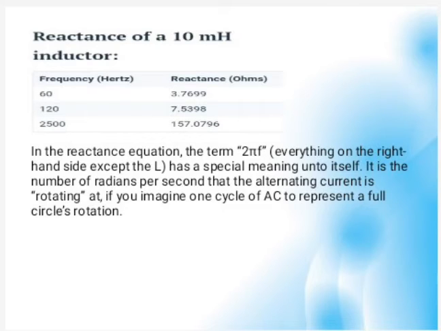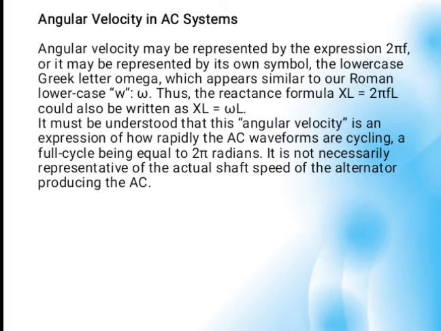In the reactance equation, the term 2 pi F, everything on the right hand side except the L, has a special meaning unto itself. It is the number of radians per second that the alternating current is rotating at, if you imagine one cycle of AC to represent a full circle's rotation. So if this constant 2 pi is multiplied by frequency in hertz, cycles per second, the result will be figured in radians per second, known as the angular velocity of the AC system.